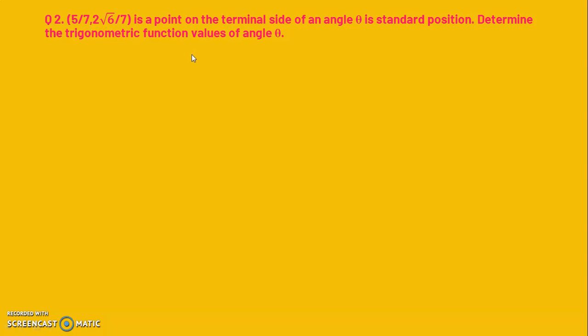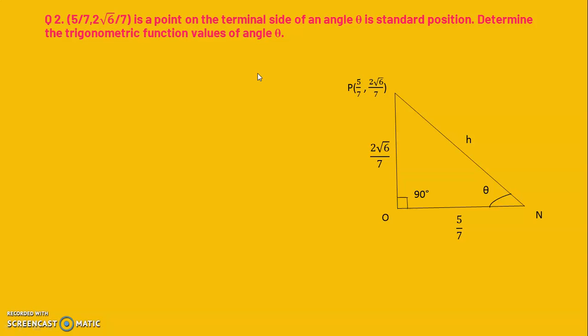So you can draw a triangle and make a note on the x and y axes. Let O be the origin here, and your ON is on the x axis, therefore it has 5 by 7, and your OP is on the y axis, therefore 2 root 6 by 7 here. The unknown side is the hypotenuse, which is noted as h here. So we have to find h first, and then we can find all the trigonometric function values of angle theta.